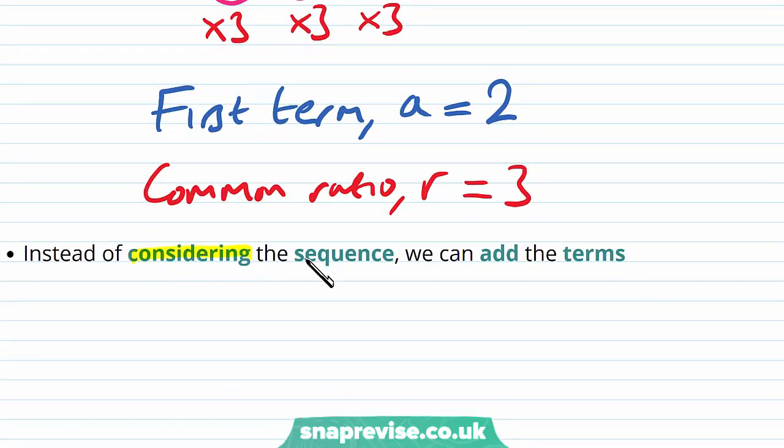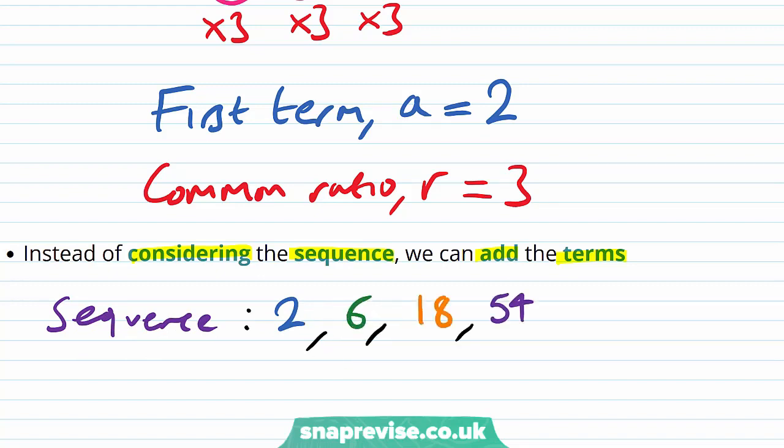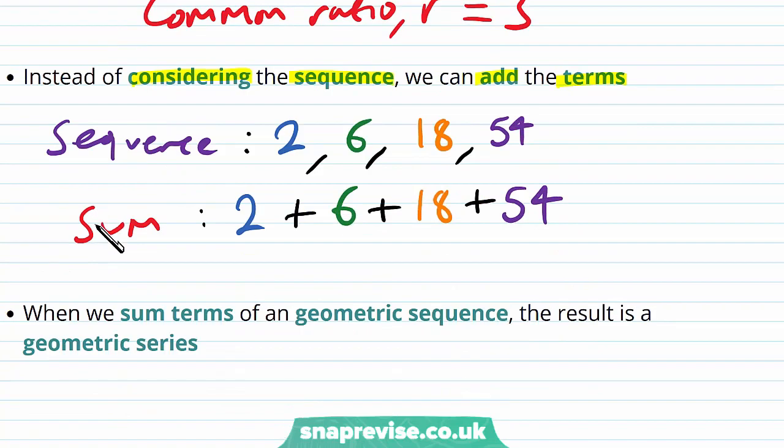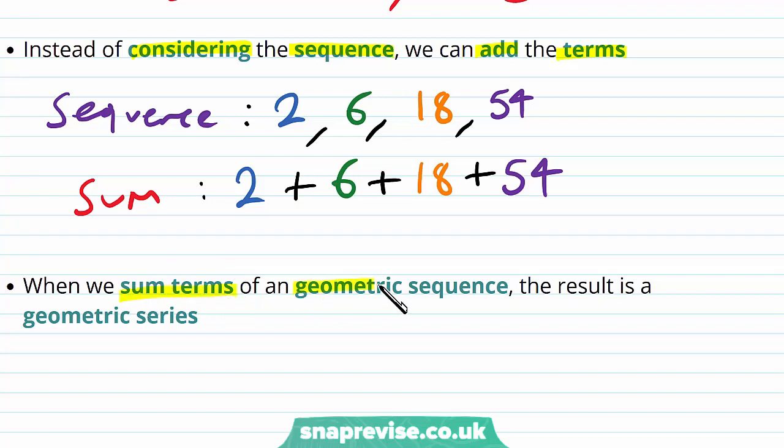Instead of considering the sequence, we can add the terms. Again, we have this sequence, 2, 6, 18, 54. Or instead, we can generate a sum by adding these subsequent terms, 2 plus 6 plus 18 plus 54. When we sum the terms of a geometric sequence, the result is called a geometric series.